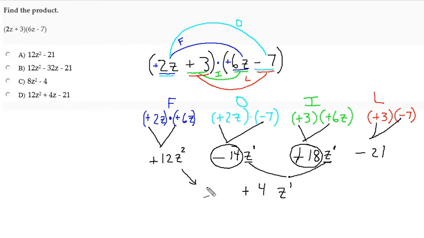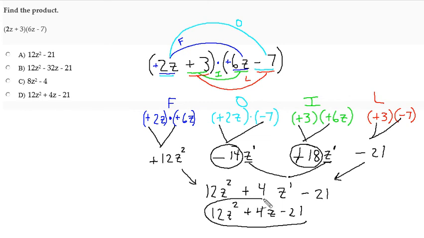This term, a z squared, there's no other term like it, so we just carry it down, 12z squared. This constant is the only one of its kind, so there's nothing to change that. So when we clean it up for all the unnecessary symbols, we have 12z squared plus 4z, we don't need to the first power, minus 21 should be our final product of multiplying these two binomials together.